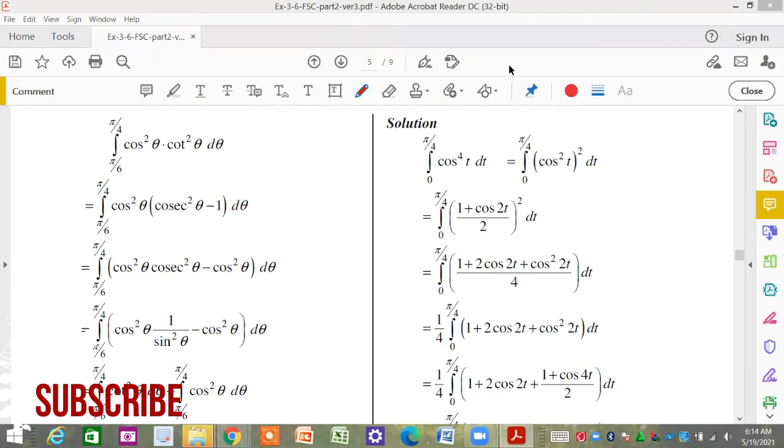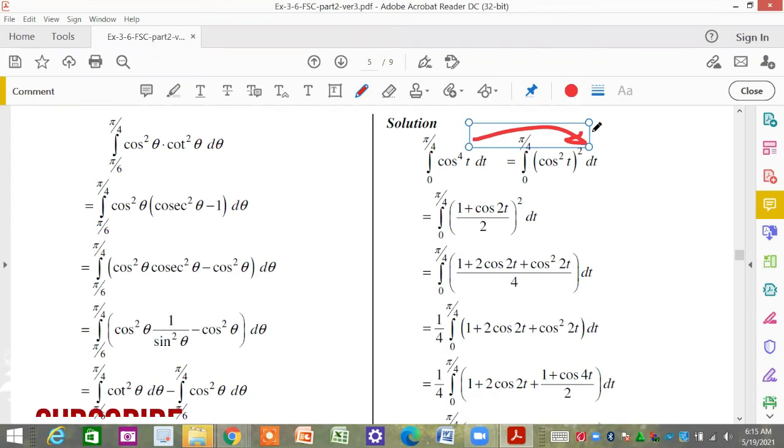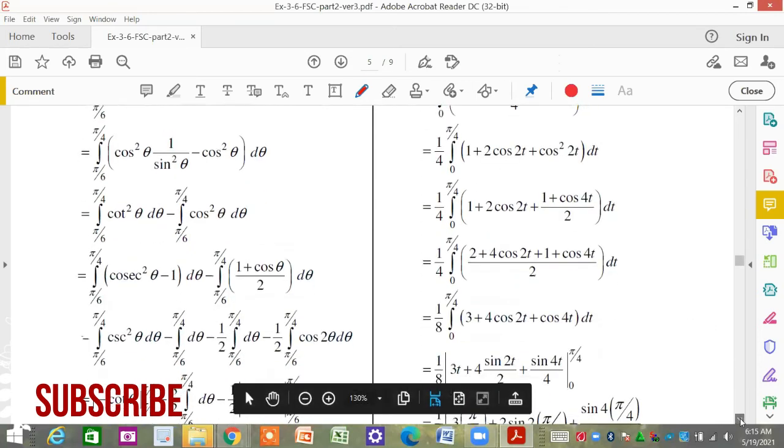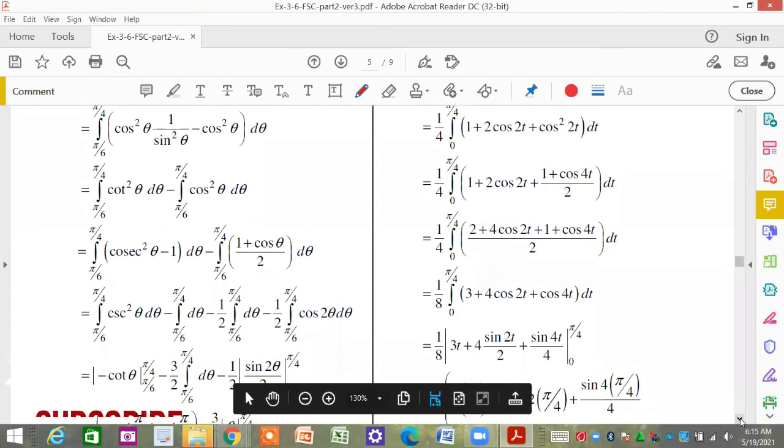After this, question number 18 is included in our syllabus. So this is cos to the fourth of t. So we will write it in this form. After applying the half angle formula, this will be equal to 1 plus cos 2t over 2, and applying the formula of square, we will be able to find this expression. Here if we separate this expression and integrate, then we will be able to find our final solution.